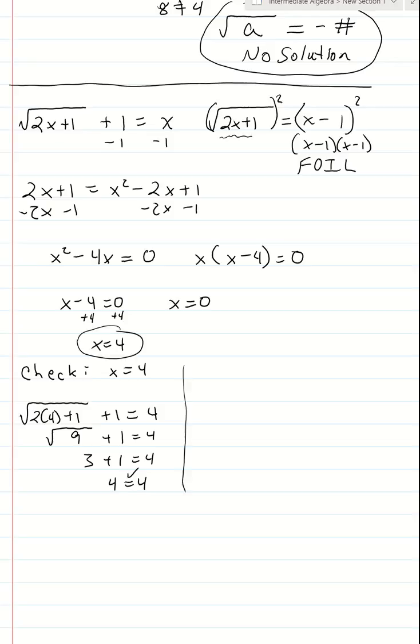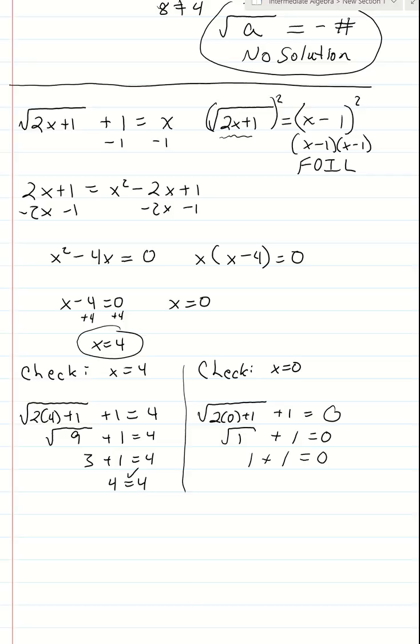Now let's go and check our second solution, that x equaled 0. So let's go and take the square root, the original equation, 2 times 0 plus 1 plus 1 more is supposed to equal our x value, 0. And so now, simplifying the square root, 2 times 0 is 0, plus 1 is 1. Plus 1 is 0. When we take the square root of 1, we get 1 plus 1.